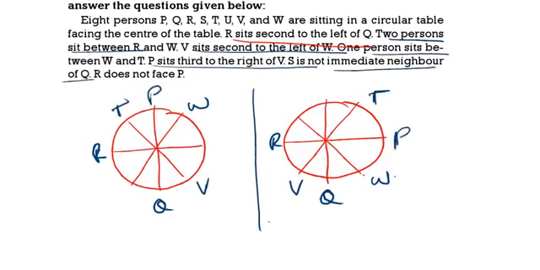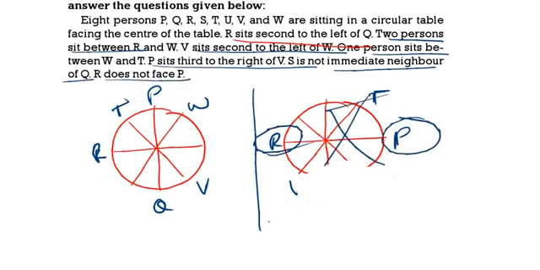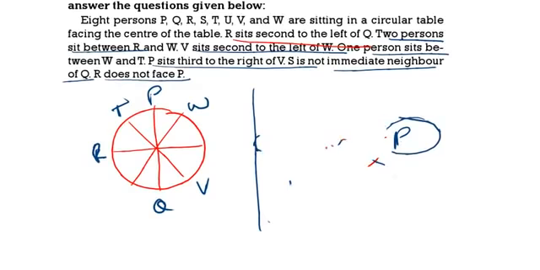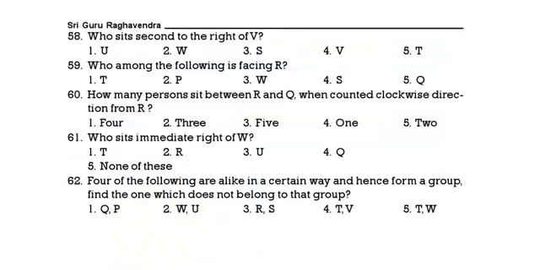S is not the neighbor of Q. R does not face P. But here R is facing P. So this one is wrong. The second one is completely wrong. The second one you can remove. Now S is not the neighbor of Q. If S is not the neighbor of Q, S goes there, then we are having U. So this is the total puzzle. Now come to the questions.